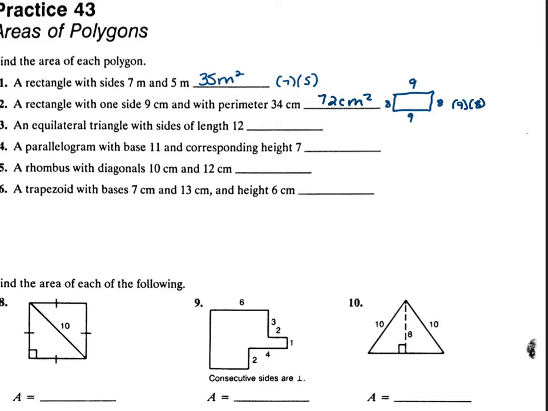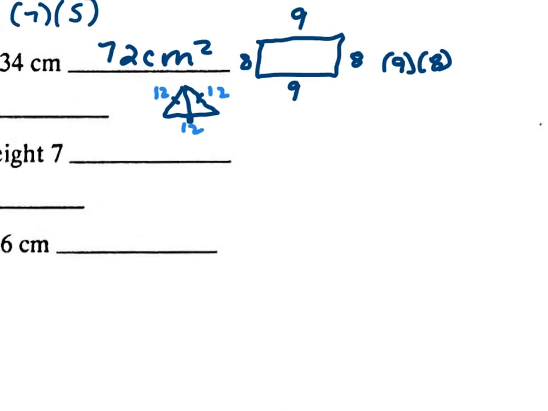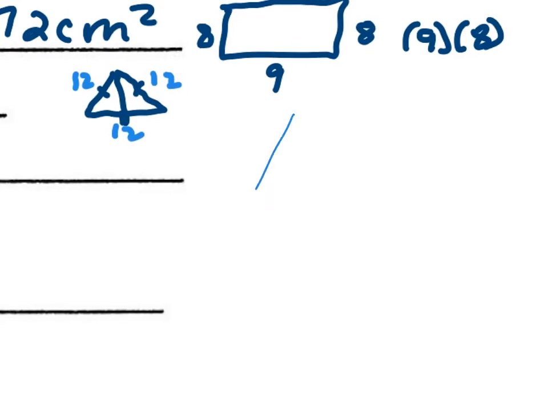Next one is an equilateral triangle with side length of 12. So if I've got an equilateral triangle, it means all three sides are the same. If the sides are 12, there's actually two ways to do this. I'm going to zoom in on this one. And that is to make them two right triangles, where this would be 6, 6, 12, and 12. And do the Pythagorean theorem.